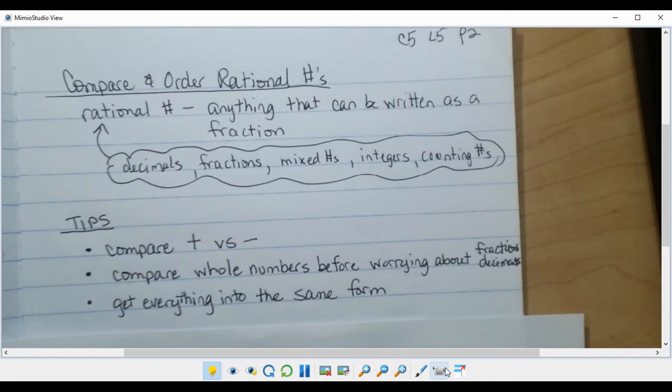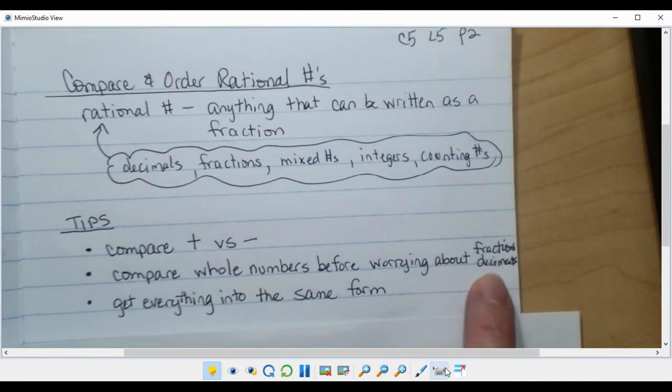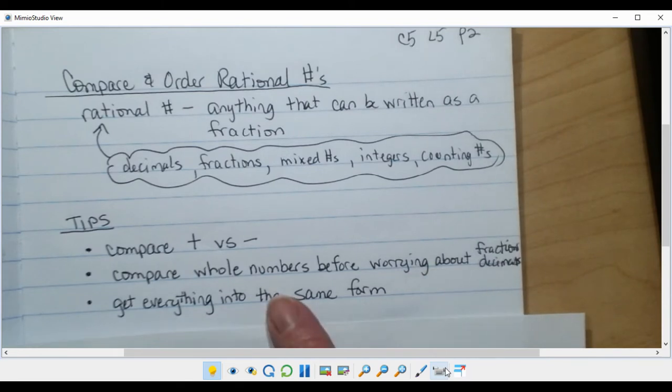Okay, so then I would encourage you to compare the whole number part before you worry about either the fractions or the decimals. Because if you've got 5 point something compared to 6 point something, I don't care what the decimal part is, compare the 5 and the 6, easy cheesy. But sometimes that doesn't work out either.